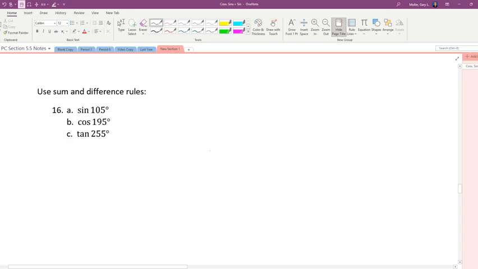So 105 degrees, we've done this one before. That's going to be 60 plus 45. 195. Let's see. That looks like 180 plus 15, but we really don't know 15, so that's not very helpful. So let's back up to 150. There it is. 150 plus 45. So 150, that's 5 pi over 6.